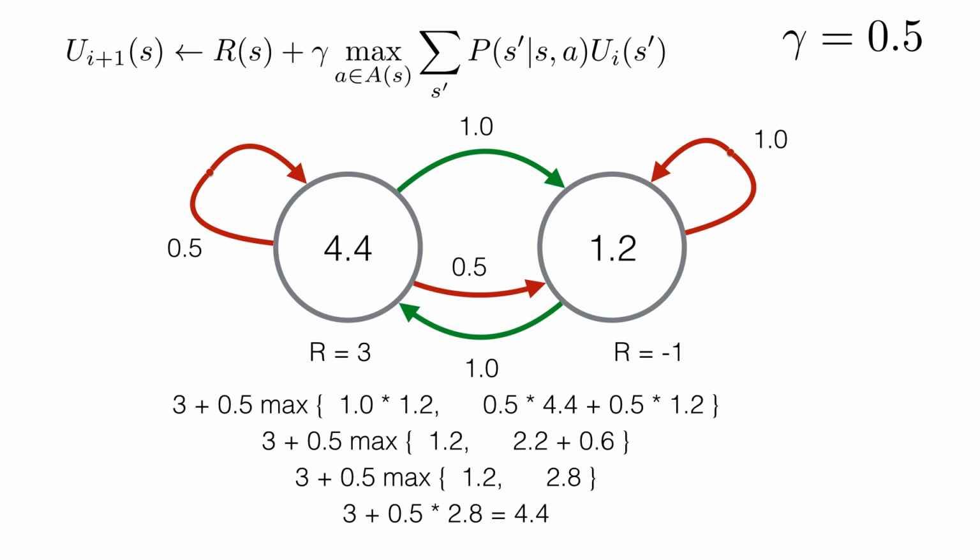You're going to pick the 2.8, not the 1.2, and so you end up with 4.4. Okay, that's good, right? Because 4.4 is the value we want. So this means that the recursive definition is actually finally true for these values of u, these values of the utility function. Okay, so that's pretty much it.